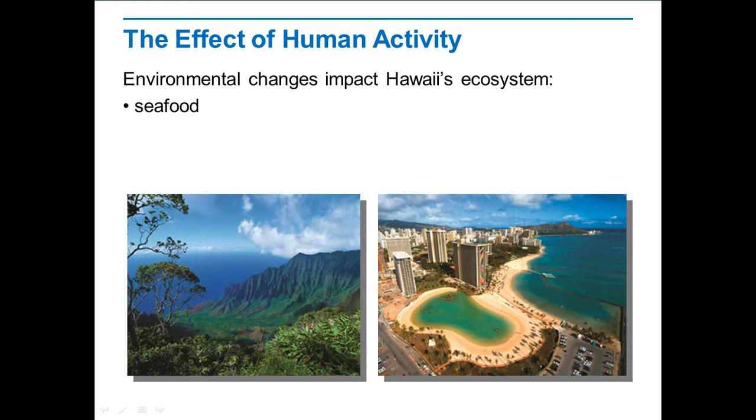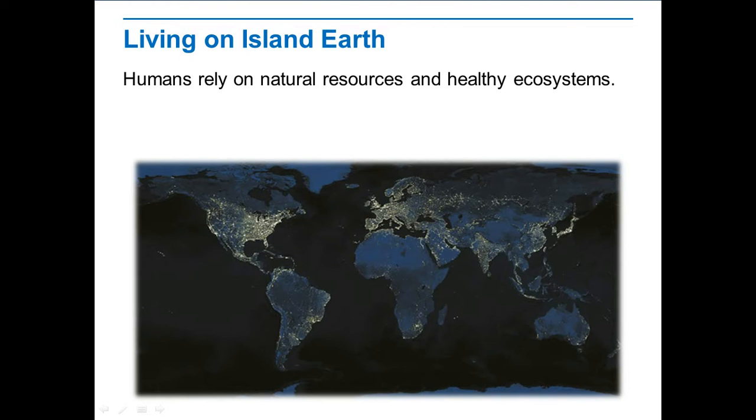Seafood became scarce because overfishing made once common fish rare. Agriculture practices and pollution have depleted or polluted the drinking water. Lots of food must be imported because local farmers can't produce enough. The example of Hawaii is important because humans, like all organisms, rely on natural resources and products of healthy ecosystems.